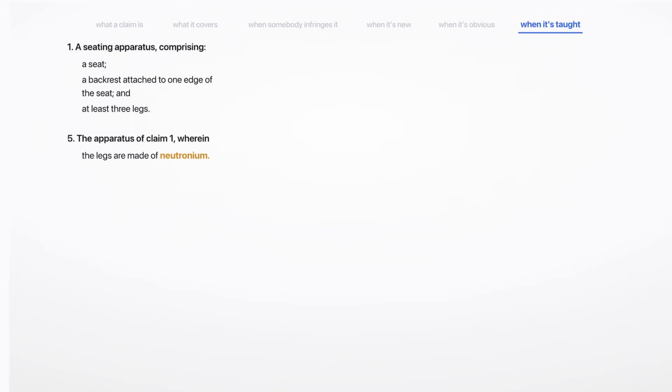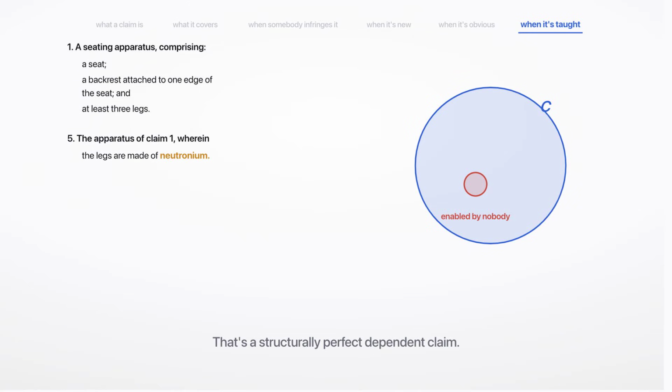So here's a dependent claim. The apparatus of claim 1, wherein the legs are made of neutronium, which is the hypothetical stuff of neutron star cores, and which nobody has ever held, and nobody can make, and nobody is going to make anytime soon. That's a structurally perfect dependent claim. It takes claim 1 and it adds a limitation, which is the entire requirement, and it defines a real subset of the original. And it's enabled by nothing, by anybody, at all.